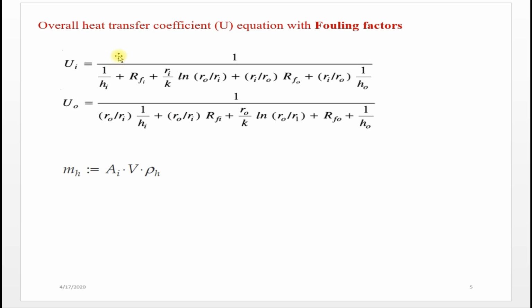Next, the overall heat transfer coefficient equation with the fouling factors. If the fouling factor values Rfi and Rfo are given in the problem, then you have to consider them for the calculation of the overall heat transfer coefficient based on the inner surface area and outer surface area. Then the mass flow rate equation is, in general, rho into area into velocity. For the hot fluid, that is mh is equal to area into velocity into density of the hot fluid.